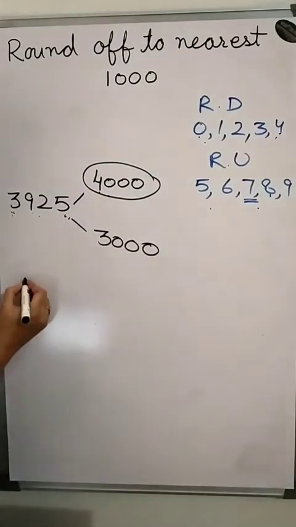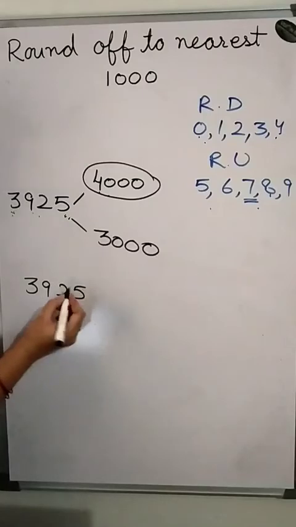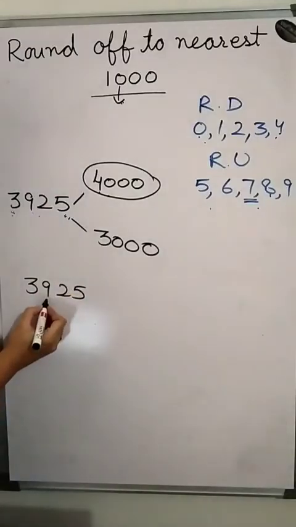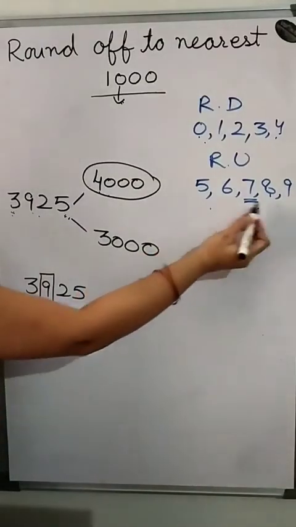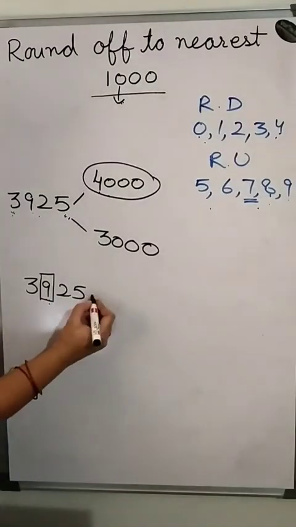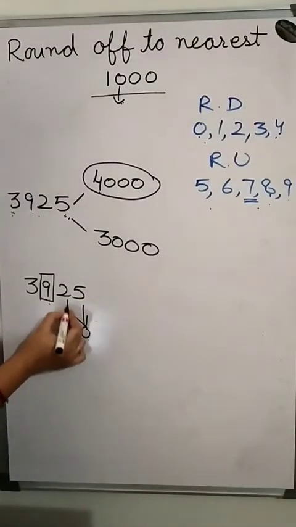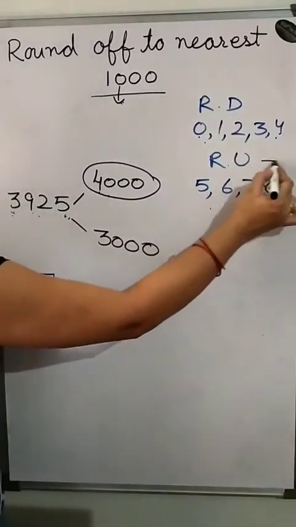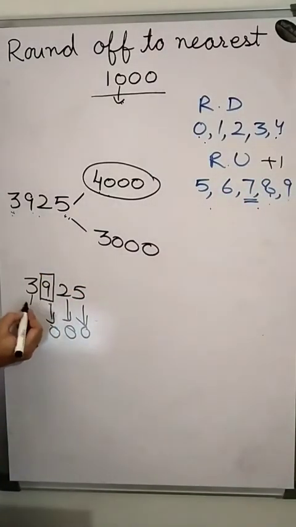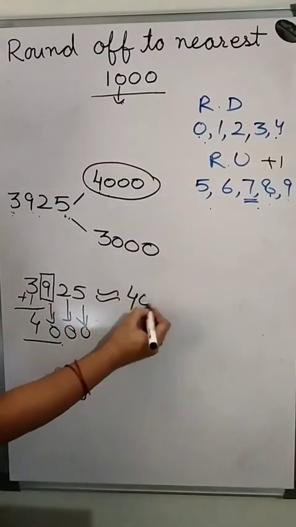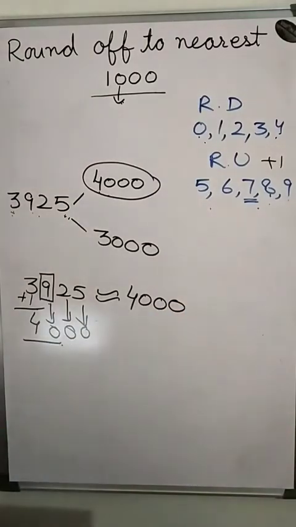Or in another way, 3925. Which number do we check? Because we are converting into the nearest 1000, we check this one number, the 100 place number. That is 9. So 9 is from which group? Second group, meaning round up. Round up means in place of the unit digit you put 0, here also 0, here also 0. But whenever we are rounding up, we add 1. So in which number do we add 1? Here we add 1. So this is equivalent to 4000. You can convert by this method also.